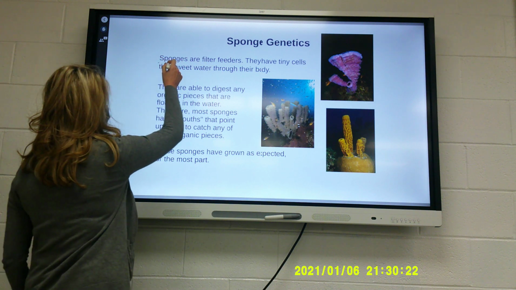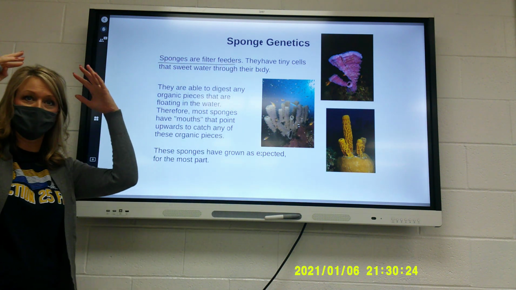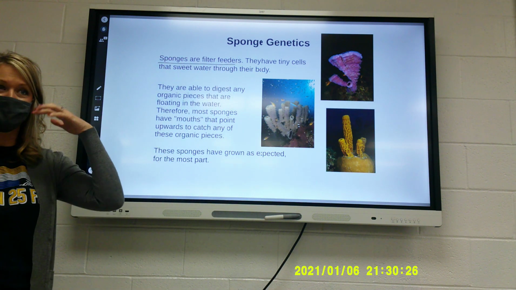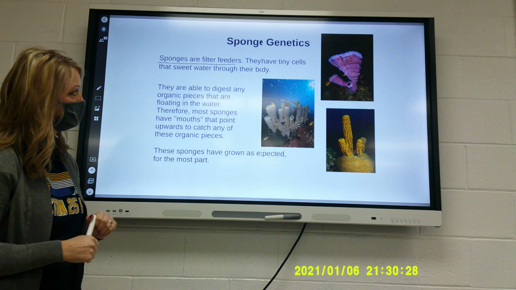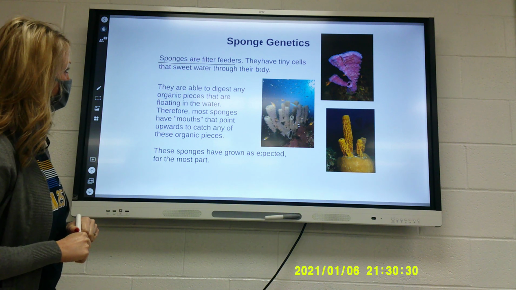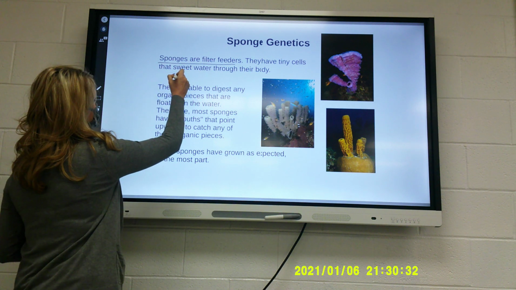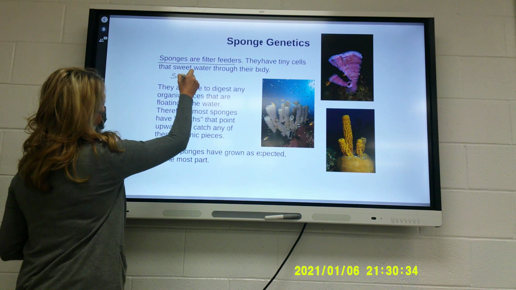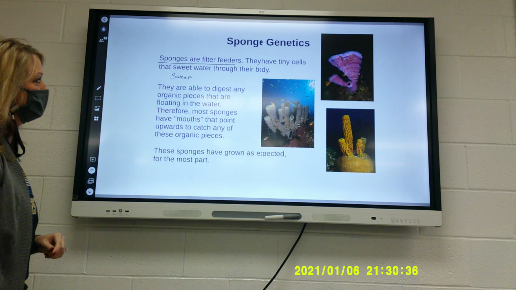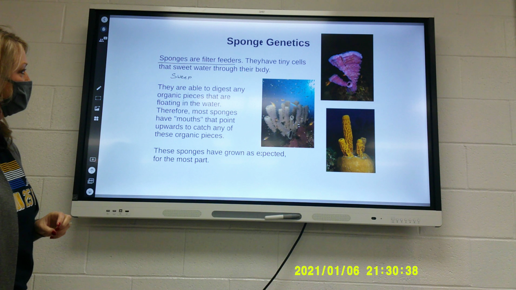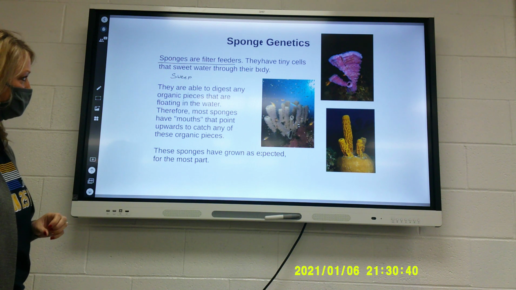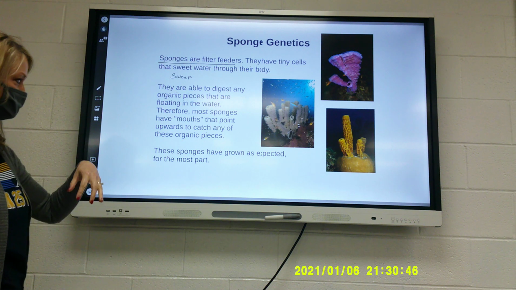Sponges are filter feeders, meaning just whatever falls through the ocean water, that's how they get their food. They have tiny cells that sweep water through their bodies. They are able to digest any organic pieces that are floating in the water. Therefore, most sponges have mouths that point upward to catch that stuff that falls down.